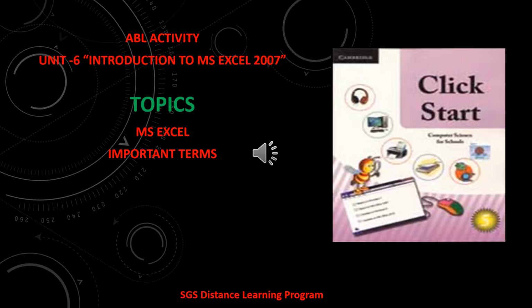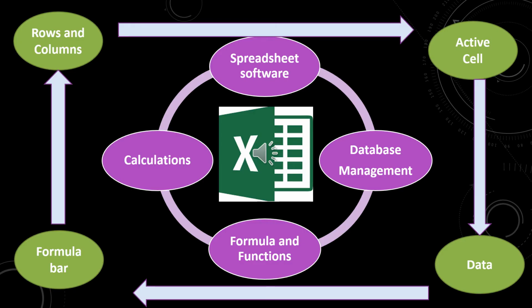Today we will recall our chapter Introduction to Microsoft Excel and its related terms. Let me tell you a very meaningful description of our well-known software, that is Microsoft Excel. It is commonly called a spreadsheet software because it contains a number of rows and columns. We can use this software for different purposes, like to create or maintain a large amount of data. Several functions and formulas are used to do calculations.